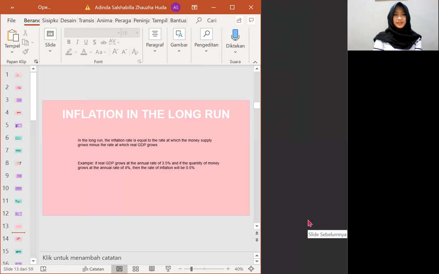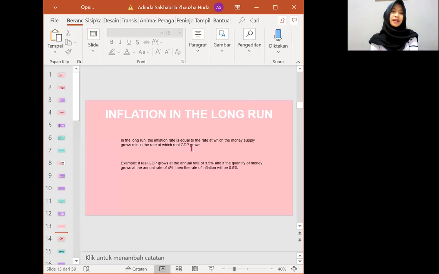Okay, let's move on. Inflation in the long run. Inflation in the long run rate is equal to the rate at which money supply grows minus the rate at which real GDP grows. For example, if real GDP grows at the annual rate of 3.5%, and if the quantity of money grows at the annual rate of 4%, then the rate of inflation will be 0.5%.